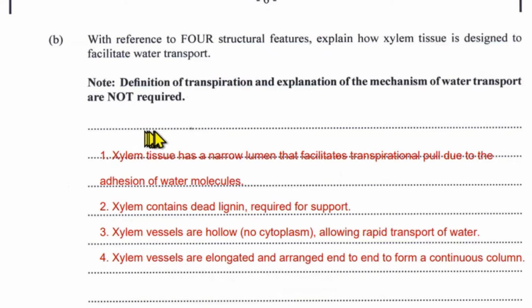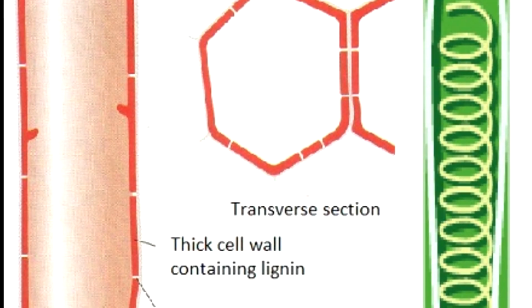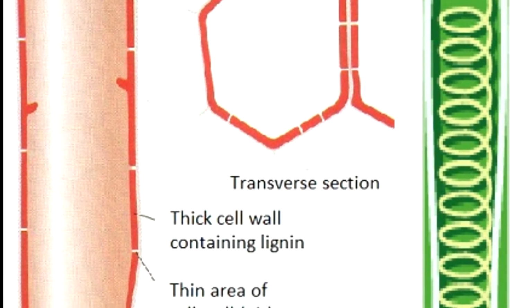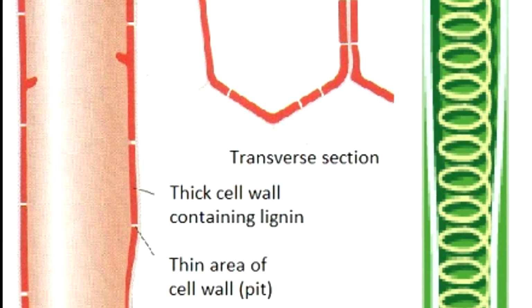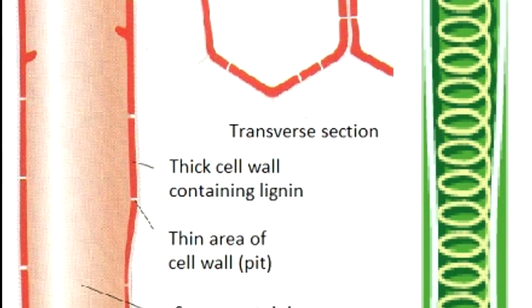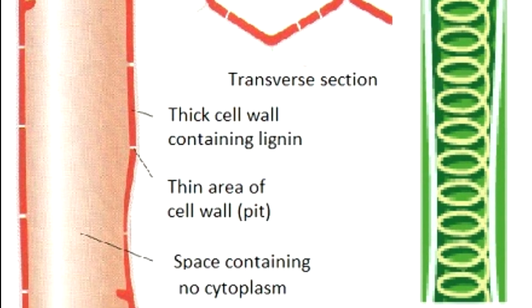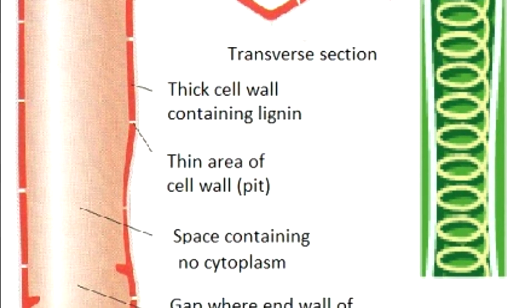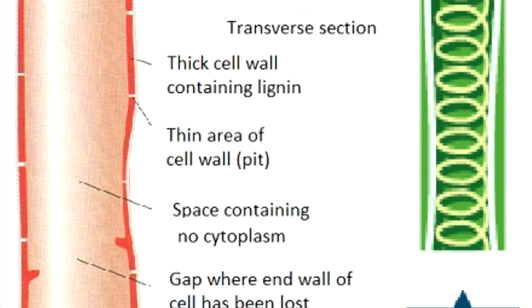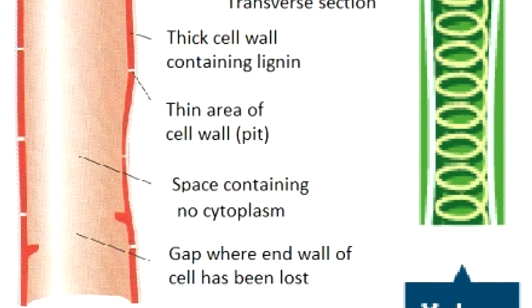You're just sticking to the facts about the xylem. So 1, the xylem tissue has a narrow lumen. The lumen is the space, imagine like the little gap inside where the water will actually pass through the tunnel. That facilitates transpirational pull due to the adhesion of water molecules. Because it's narrow and water molecules tend to stick to other substances easily, that's called adhesion, the narrow lumen actually helps that out.